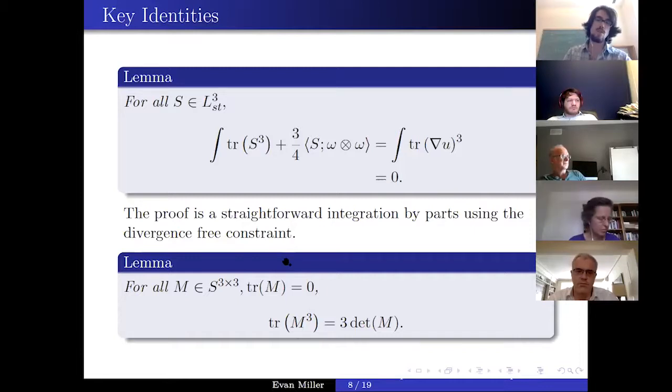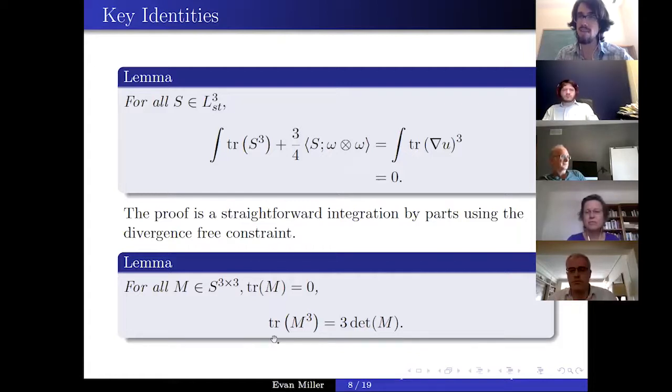There's another fact we'll use, which is that for any trace-free symmetric 3x3 matrix, the trace of M cubed is 3 times the determinant of M. And for this, you just write out what the trace of M cubed is and substitute minus lambda 1 minus lambda 2 for lambda 3. You write out both of these in terms of the eigenvalues and use the trace-free constraint, and it follows essentially immediately.